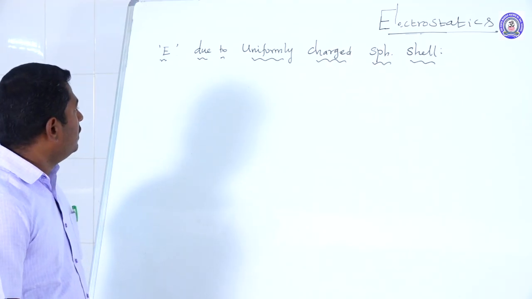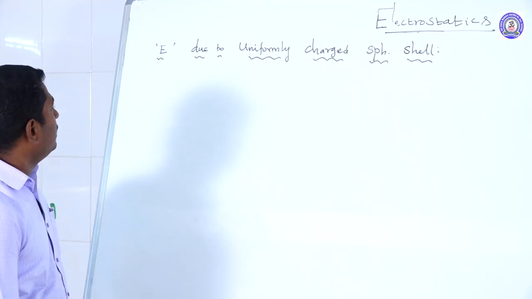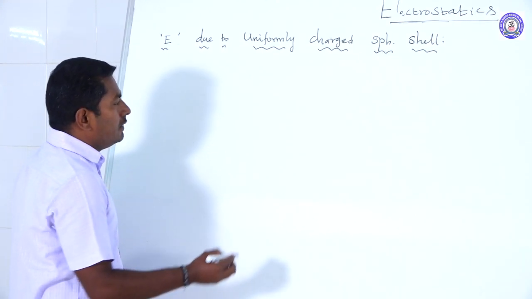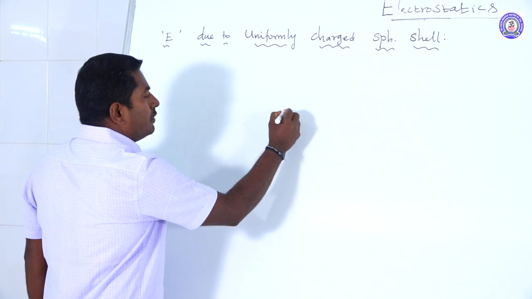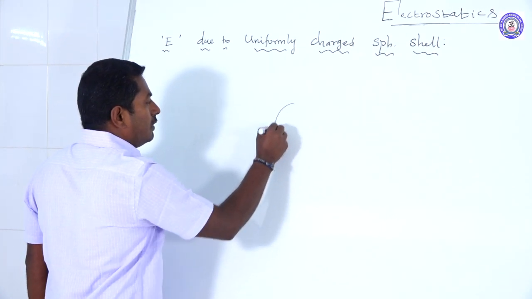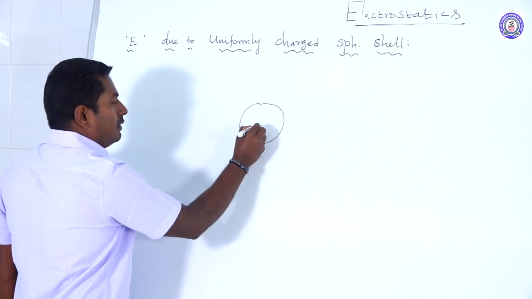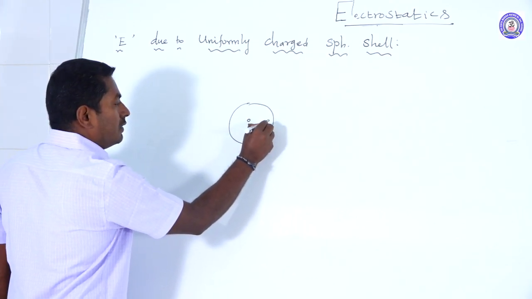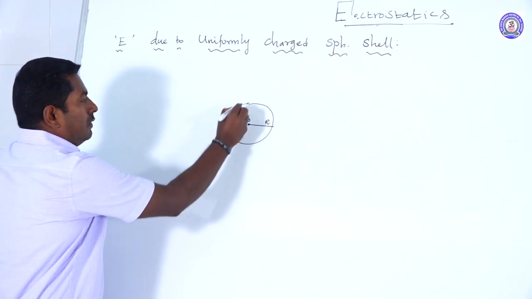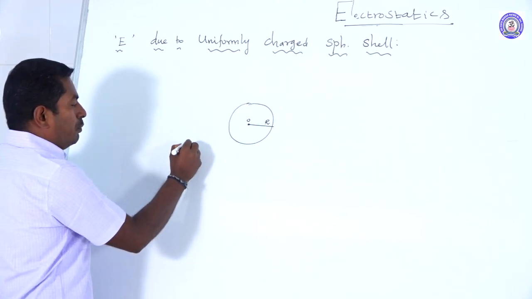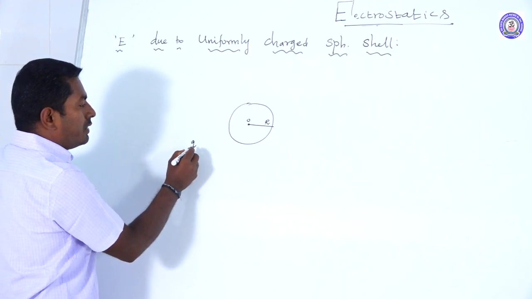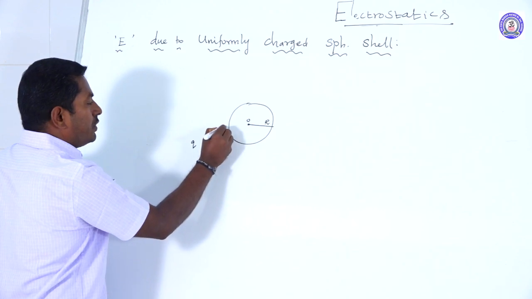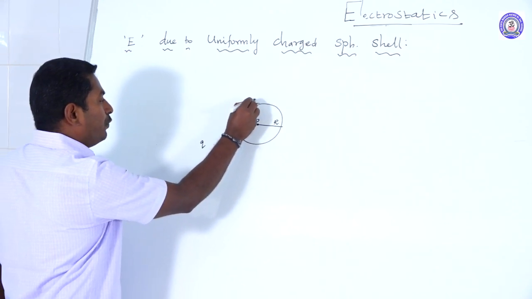So next topic, one of the applications of Gauss law, electric field due to a uniformly charged spherical shell. Let us consider a conducting charged spherical shell. Center of the shell O, radius of the shell R. Let me assume positive charge Q is given to the spherical shell. That entire positive charge is uniformly distributed on its surface.